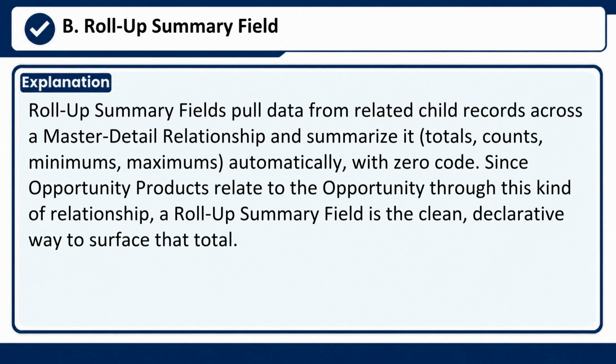Roll-up summary fields pull data from related child records across a master detail relationship and summarize it, totals, counts, minimums, maximums, automatically, with zero code. Since opportunity products relate to the opportunity through this kind of relationship, a roll-up summary field is the clean, declarative way to surface that total.